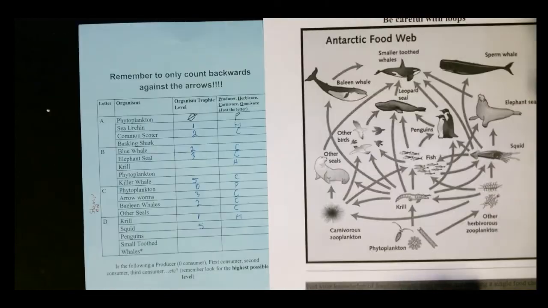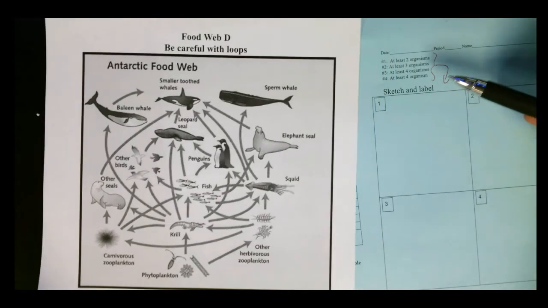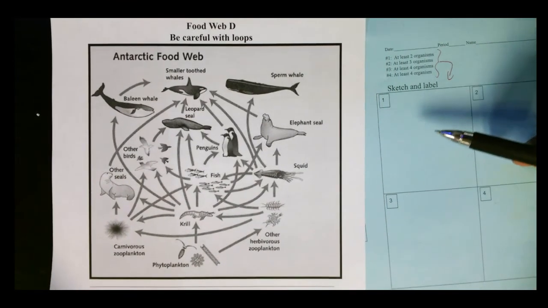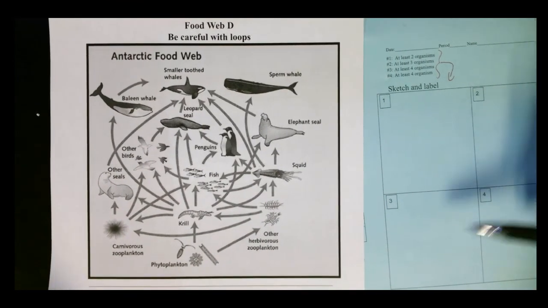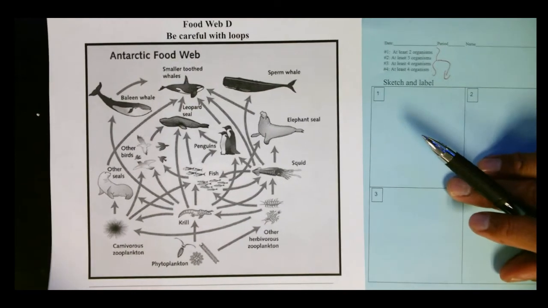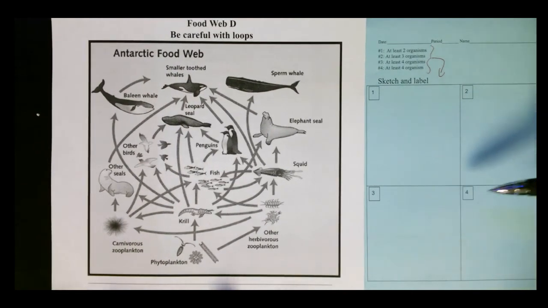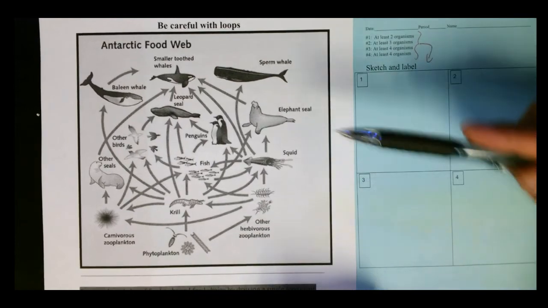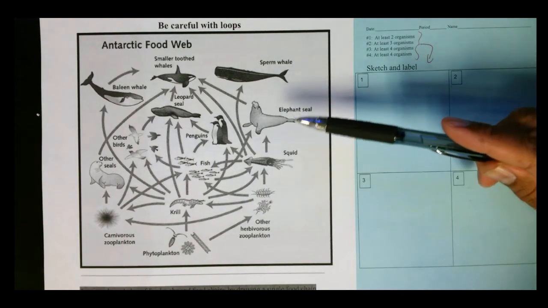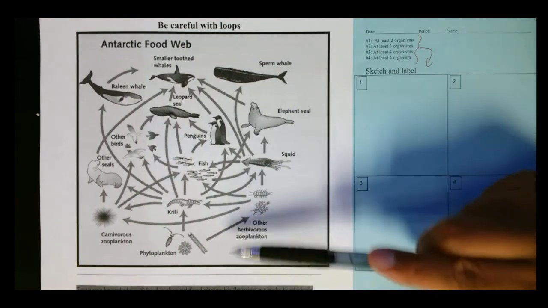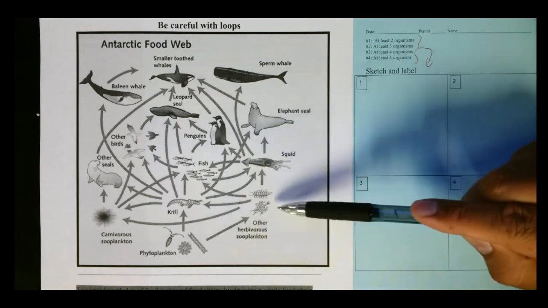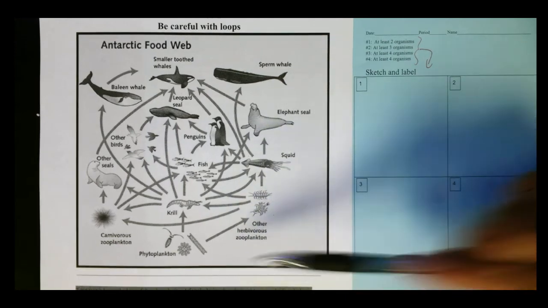Last part is this over here. Super simple. It tells you how many organisms you need in each of the boxes. Here you need 2 things, 3 things, 4 things, and 4 things. I just need you to create a simple food chain. So like for this one, you could do like elephant seal, squid, zooplankton, plankton if you wanted.